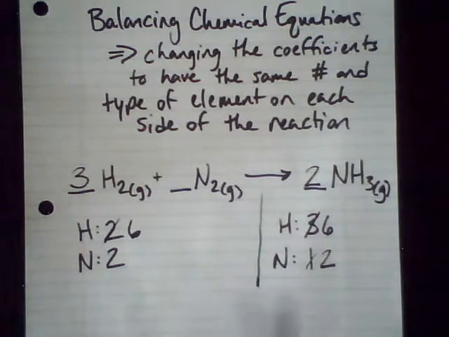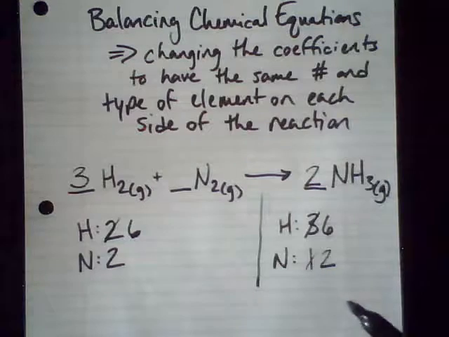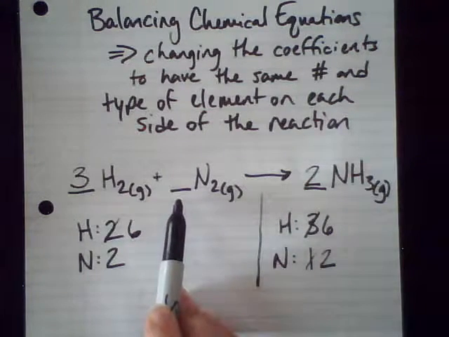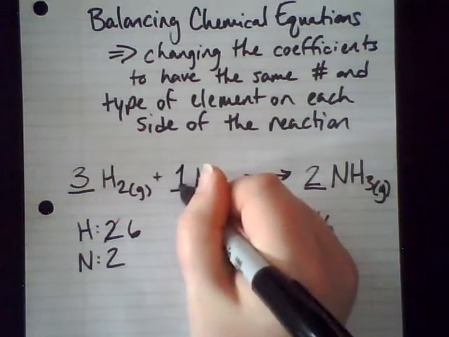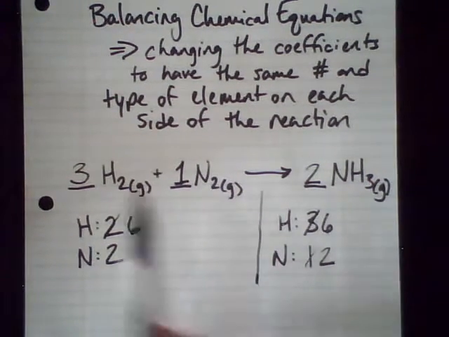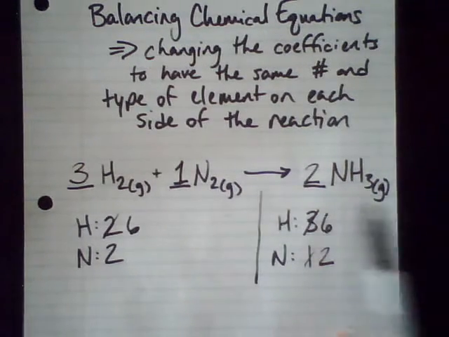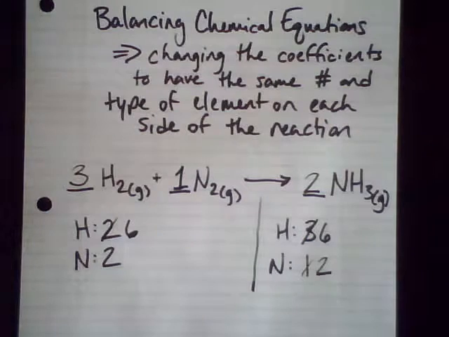Now I have 2 nitrogens on this side, 2 nitrogens on this side, 6 hydrogens on this side, 6 on this side, and I'm balanced. And again, if I wanted to leave this blank, then I could, because it indicates that it's a 1, or I could fill it in as a 1 and that would be fine too. So now that you've balanced it out, it says that 3 hydrogens react with 1 nitrogen to give you 2 ammonia. Okay, and that's your balanced chemical equation.